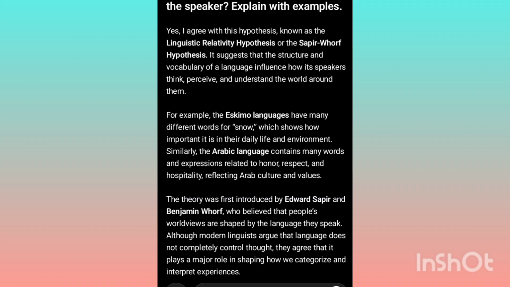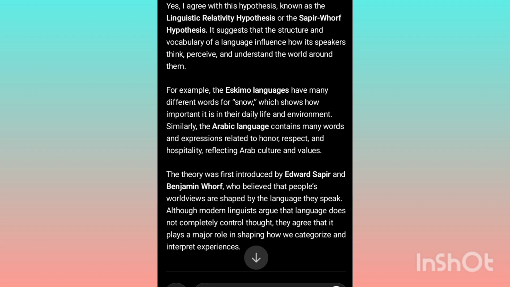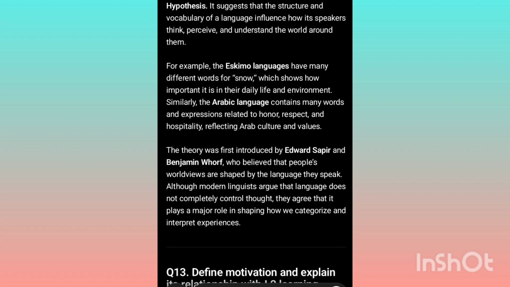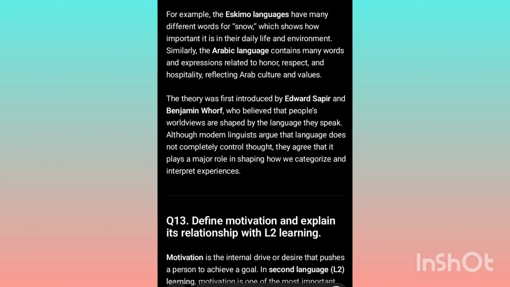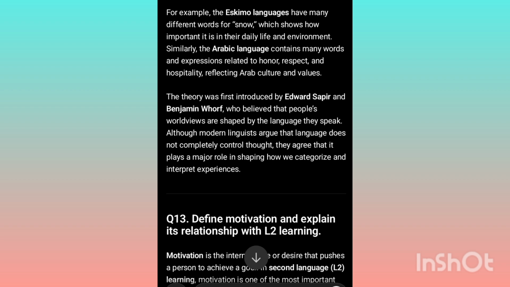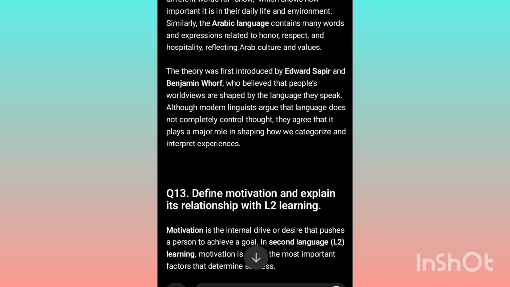It suggests that the structure and vocabulary of a language influence how its speakers think, perceive, and understand the world around them. For example, the Eskimo languages have many different words for snow, which shows how important it is in their daily life and environment. Similarly, the Arabic language contains many words and expressions related to honor, respect, and hospitality, reflecting Arab culture and values.